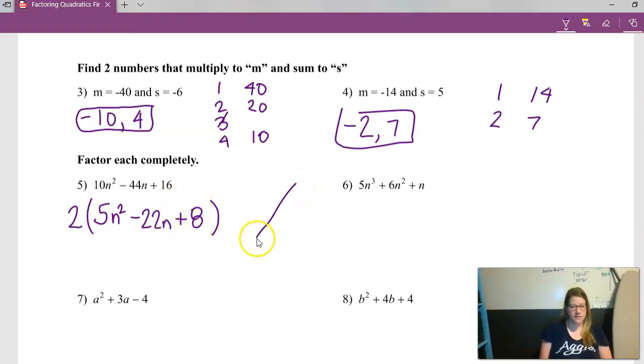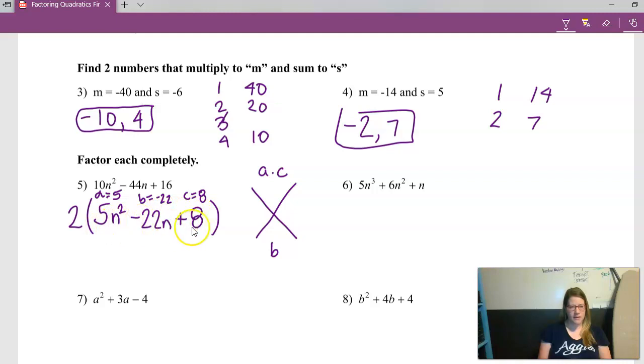So now we're going to use our X factor technique. Up here we want A times C, and down here we want B. So A is 5. Remember, they're the numbers in front of the variables. B is -22, and C is equal to 8. So A is always the one with the squared term. In standard form, we always write that one first. B is always in front of just the x term, or in this case, the n term. And C is always the constant.